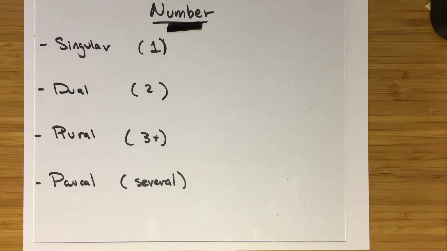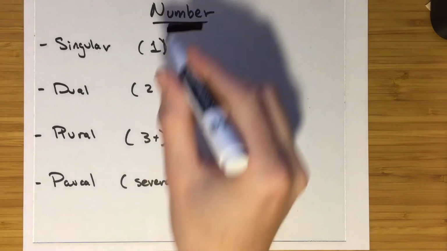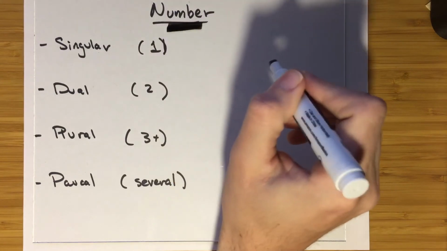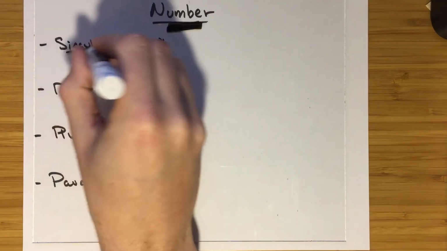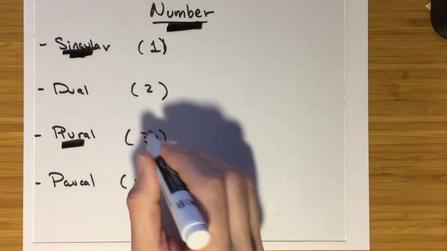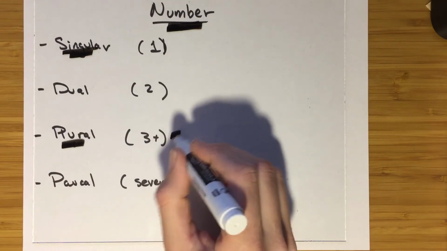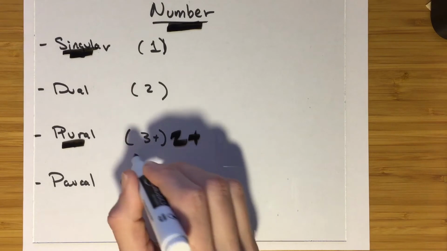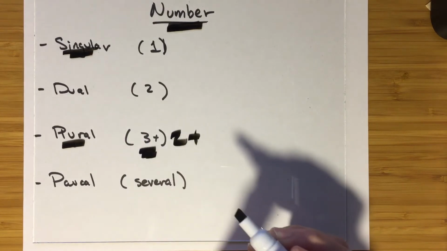So number is pretty self-explanatory. It's a number of things. It's not like 1, 2, 3, 4, 5 so much. It's the broad category of numbers. So we have singulars for one thing, plurals. Often it's for two or more things. Sometimes in some languages it'll actually be three or more.